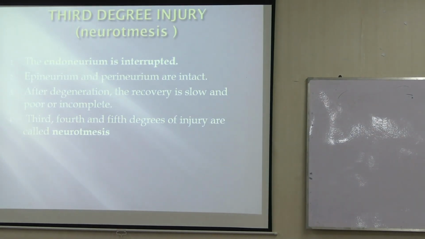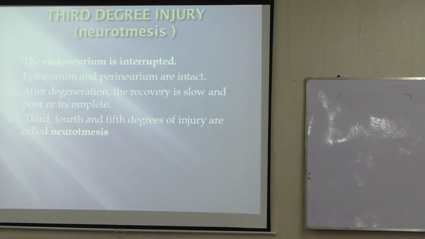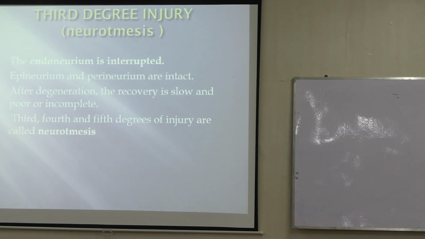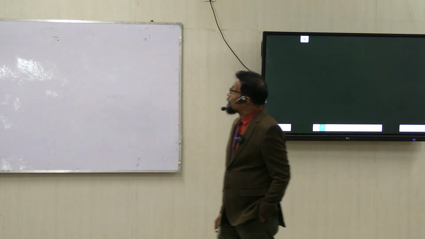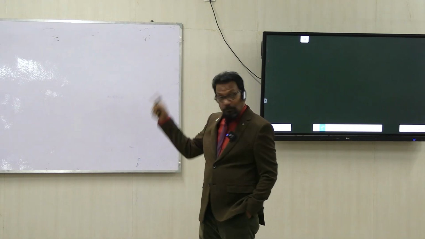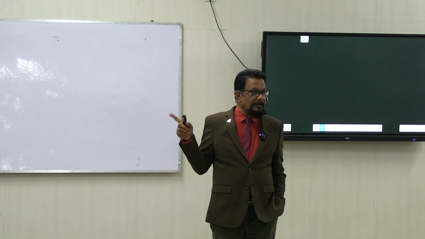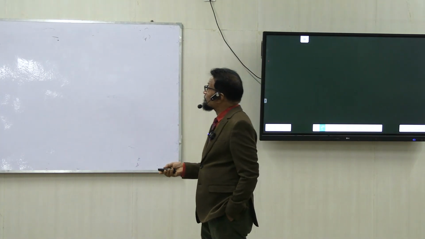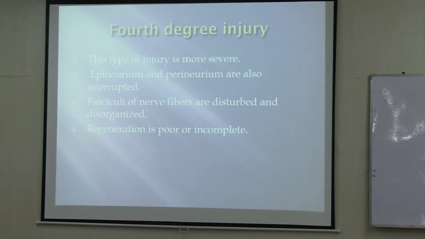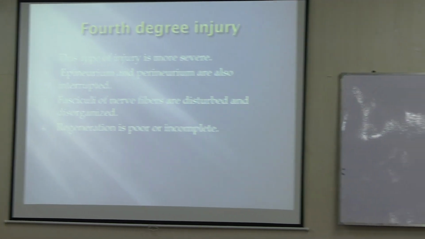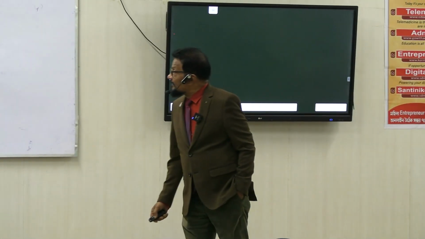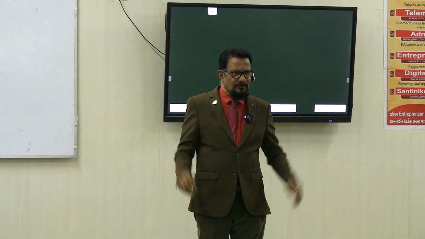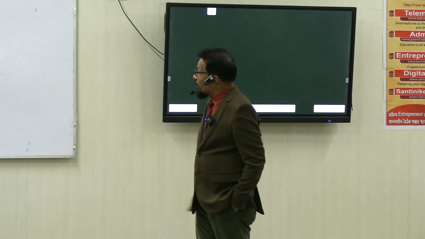After degeneration, the recovery is slow and poor or incomplete. Why? Because the endoneurium is interrupted. Third, fourth and fifth degree injuries are called neurotmesis. The fourth degree injury is more severe. Epineurium and perineurium are also interrupted, which in third degree were not. Fasciculi of nerve fibers are disturbed and disorganized. So everything is disorganized there. Regeneration is very poor or incomplete.